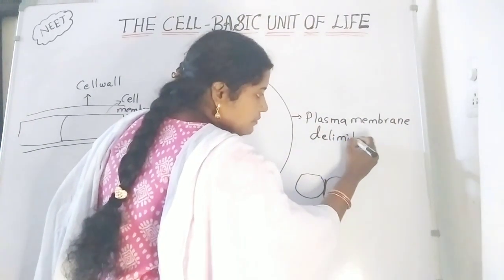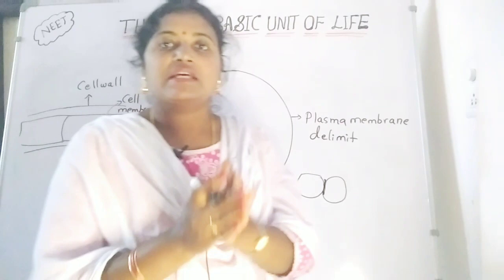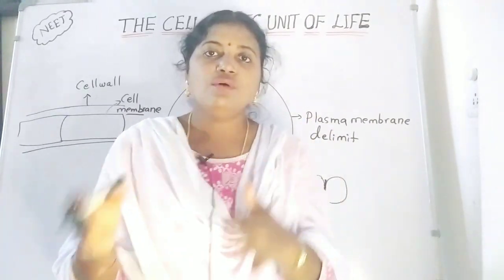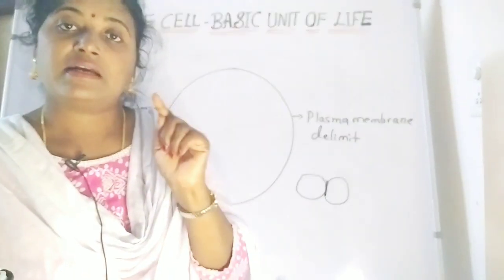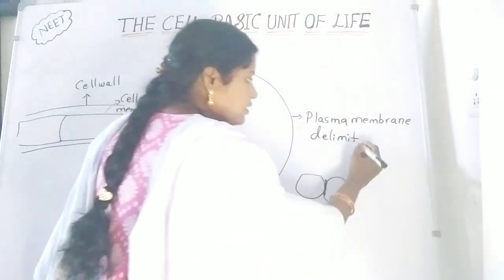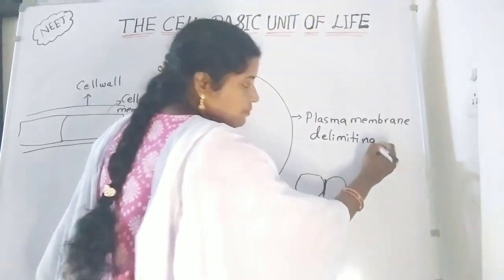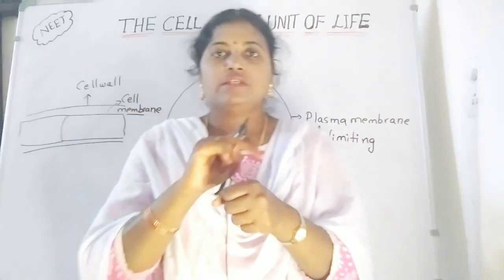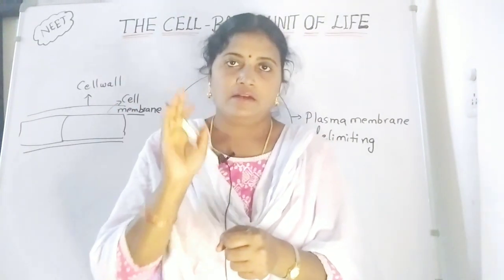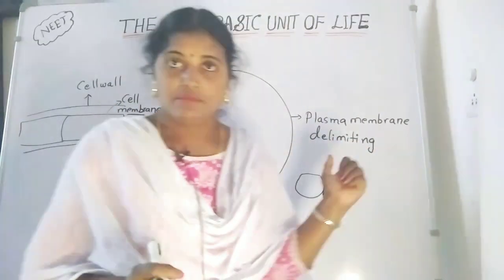It is limiting, or it is giving the limitation of one cell to another cell, and it is the connective link also. So delimiting membrane, plasma membrane is the outer covering of the cell, outer covering of the animal cell.